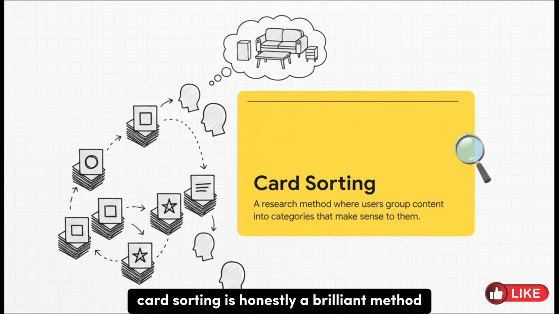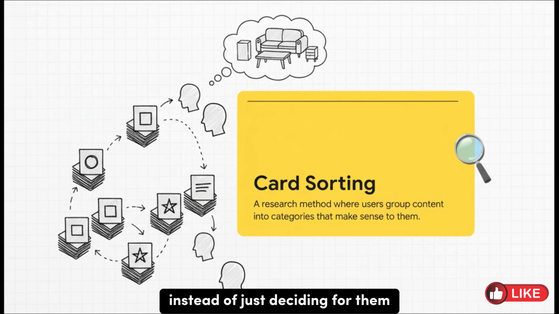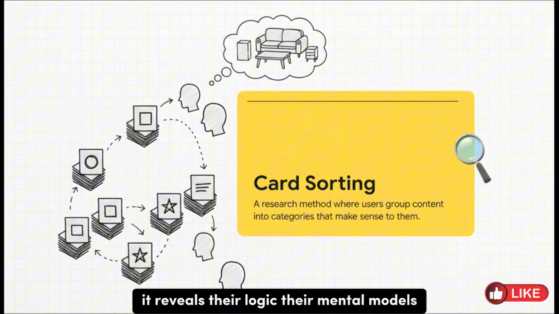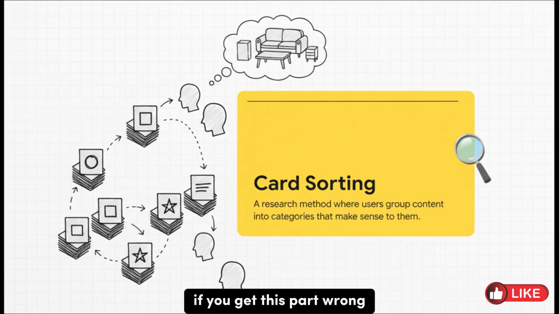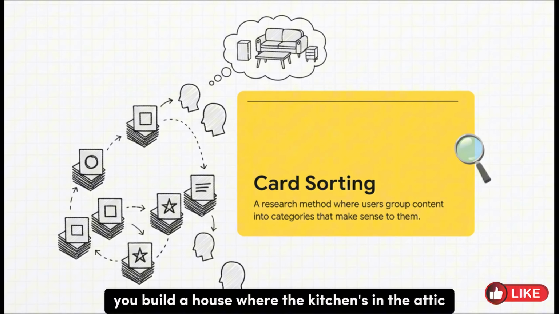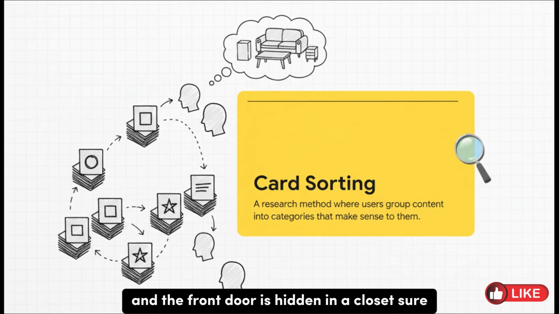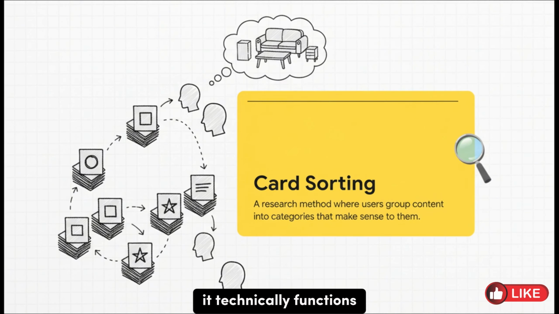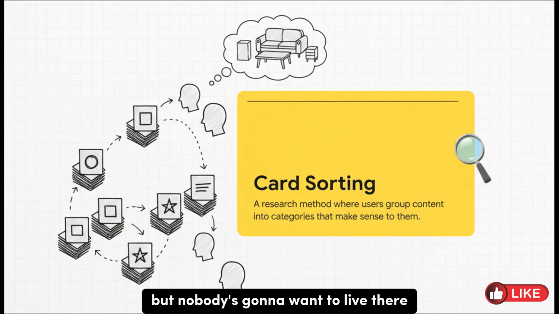Card sorting is honestly a brilliant method. Imagine you're building a house. It's like asking the people who will live there where they think the furniture should go, instead of just deciding for them. It reveals their logic, their mental models. If you get this part wrong, you build a house where the kitchen's in the attic and the front door is hidden in a closet. Sure, it technically functions, but nobody's going to want to live there.